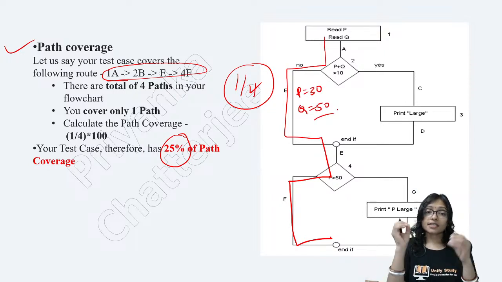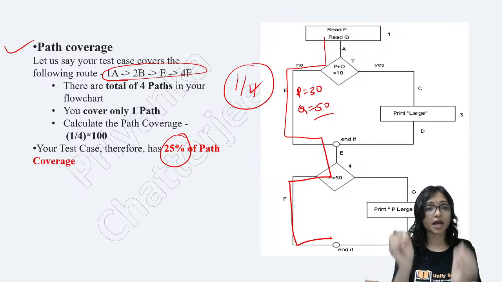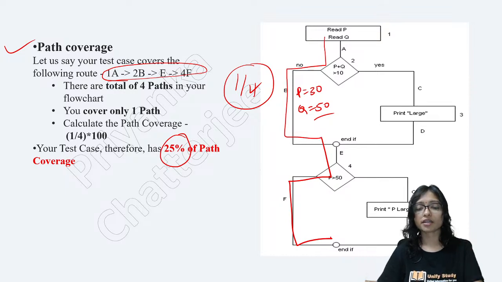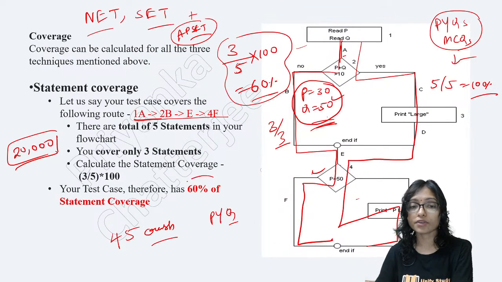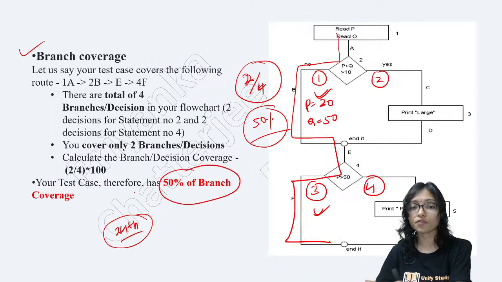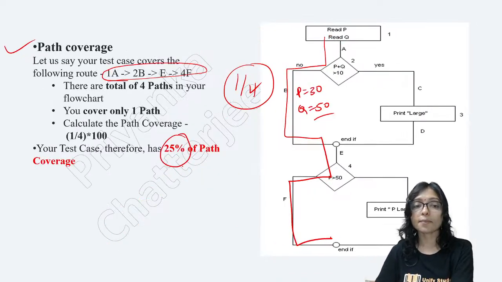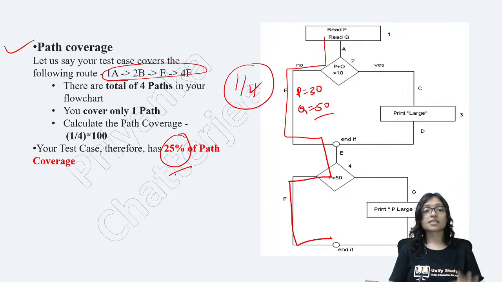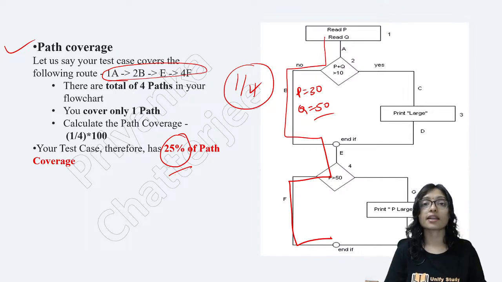But our percentage of statement coverage, path coverage, branch coverage is different. Very carefully concentrate here. Here the statement coverage is 60%. Here the branch coverage is 50%. Here the path coverage is 25%. Why is this? Is it clear?